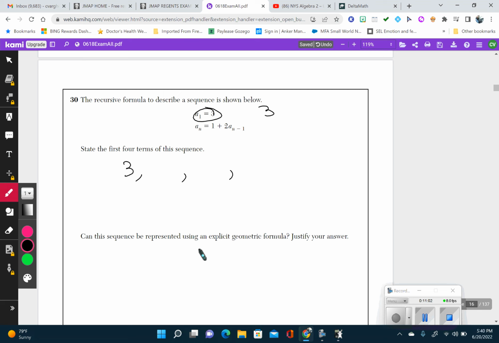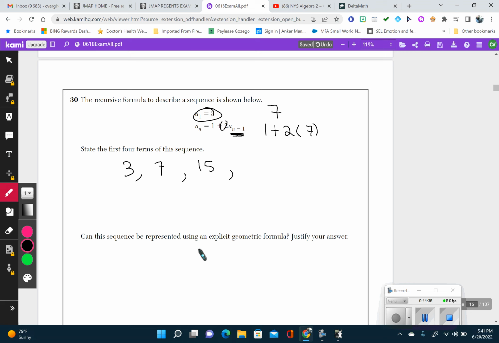To figure out what the next number is, it says I take 1 plus 2 times the previous number. So this right here just means the previous number. So I do 2 times the previous number, which in this case is 3. So 1 plus 2 times 3, right? 2 times 3 is 6, plus 1 is 7. Okay? So now 7 is going to be my new number. So instead of 3, I'm going to use 7, and I'm going to put the 7 here. So 2 times 7 is going to be 14, plus 1 is going to be 15.